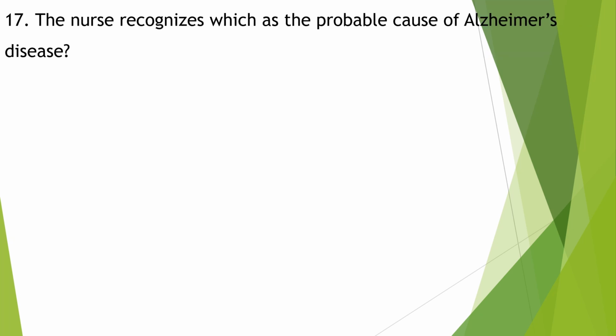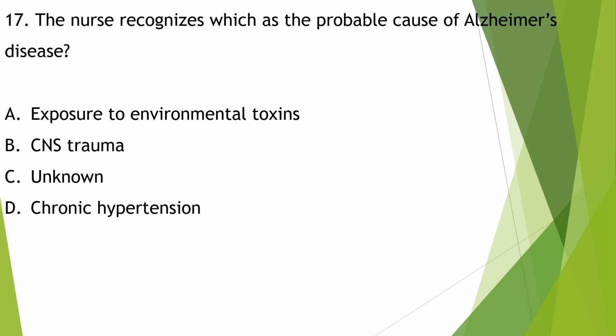The nurse recognizes which is the probable cause of Alzheimer's disease. Exposure to environmental toxins, CNS trauma, unknown, chronic hypertension. Conclusive evidence as to the cause of Alzheimer's disease does not exist. The actual diagnosis of Alzheimer's is made only at autopsy. Neither long-standing hypertension nor injury to the brain has been proven to cause Alzheimer's disease. So here it is unknown.